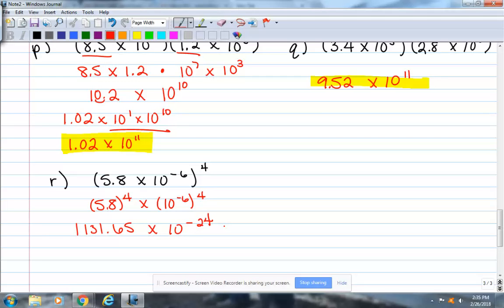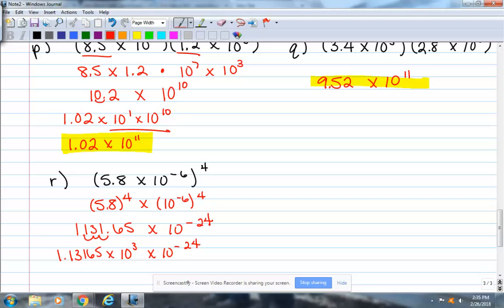Is that in scientific notation? No, ma'am, it's not. How many times am I going to have to move my decimal? 3 times, to the left: 1, 2, 3. And since that number started out bigger than 1, it's 1.13165 times 10 to the third power, times 10 to the negative 24.